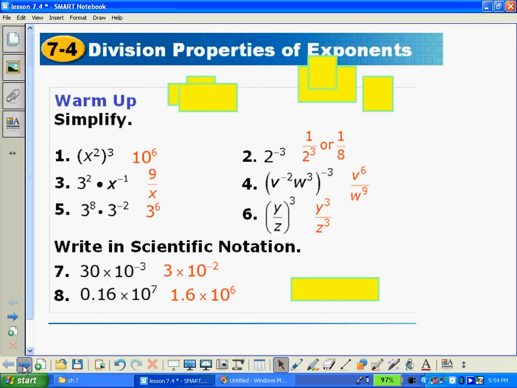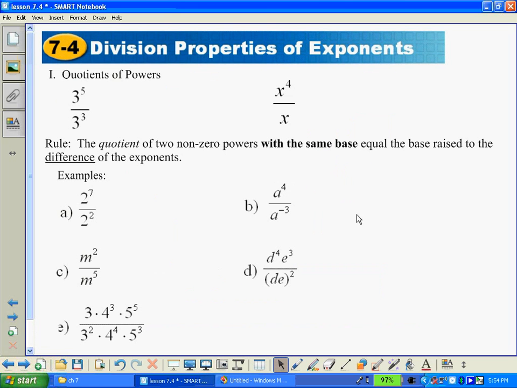I believe there are 4 different parts to this lesson. The first one deals with quotients of powers. So how do you divide things that have exponents? Like I said a little bit ago, this is similar to when you're multiplying powers. When you multiply powers that have the same base, you add the exponents. In this case, when you're dividing powers that have the same base, you're going to subtract the exponents.